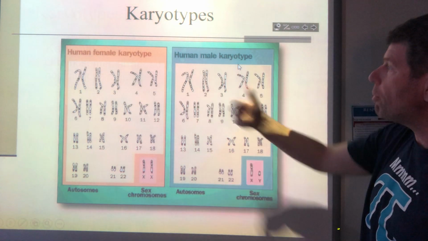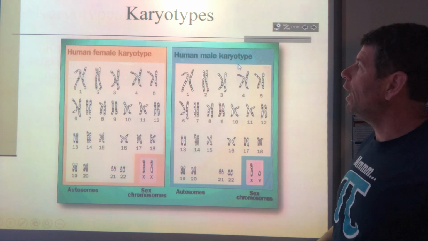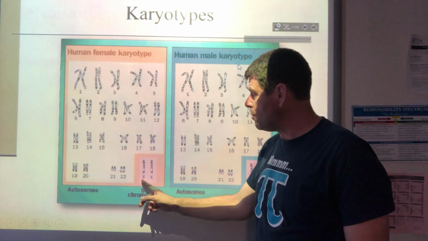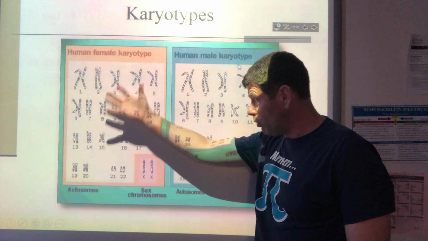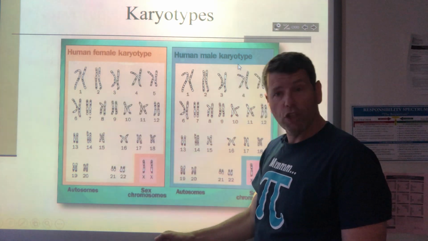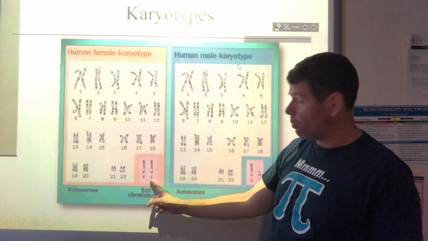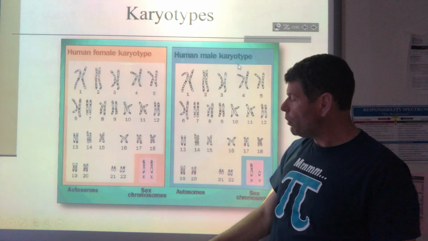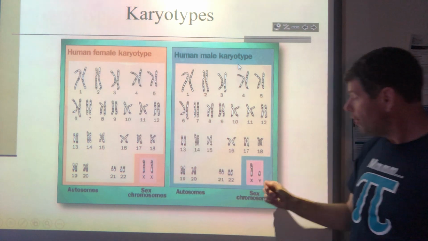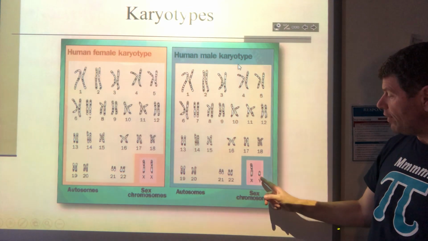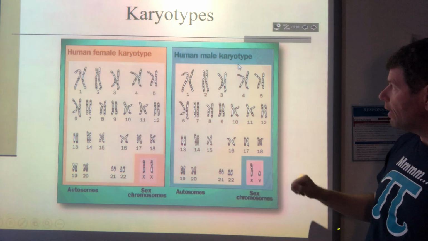All right, so here's some typical human karyotypes. We know that this is the female because, again, we see our 22 autosomal pairs, and there's the one sex chromosome pair. It's the same, 2 X's, female. Here is our male because instead of another X, we see the Y.